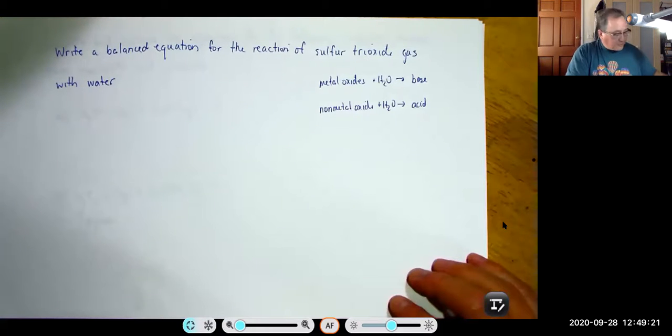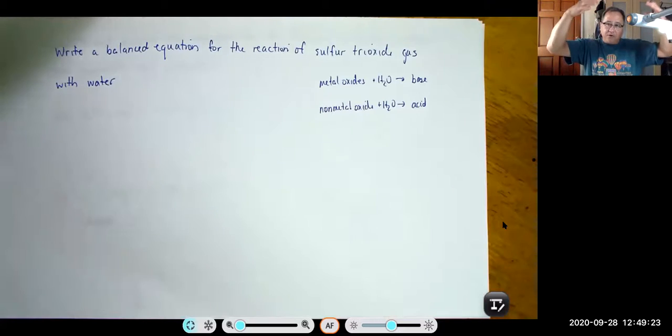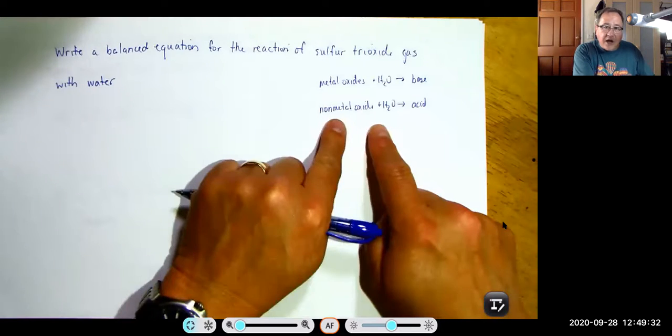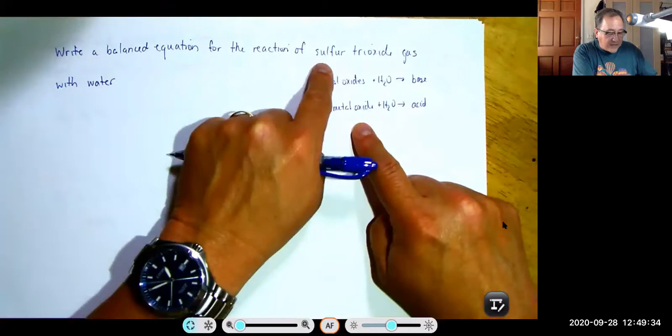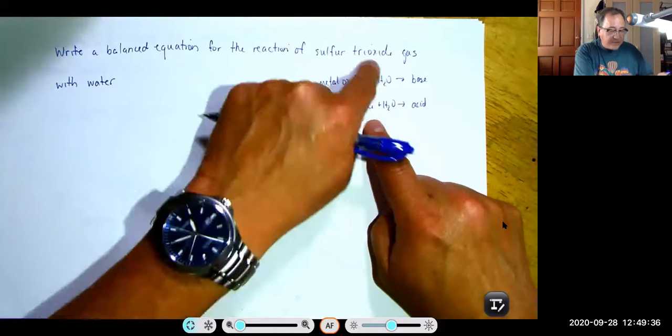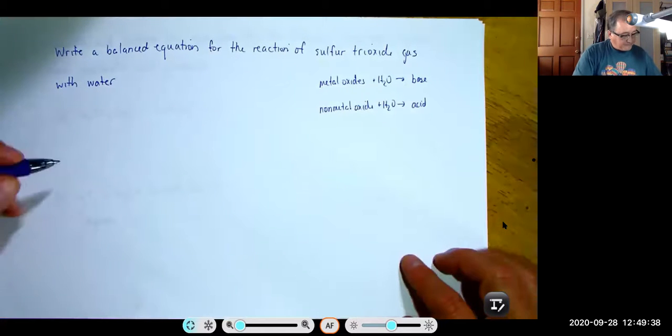So sulfur trioxide is a gas. You burn the coal, it goes into the atmosphere. And then rain hits the sulfur trioxide and it dissolves it and it reacts. So your non-metal oxide, sulfur trioxide, is going to mix with water to get an acid.